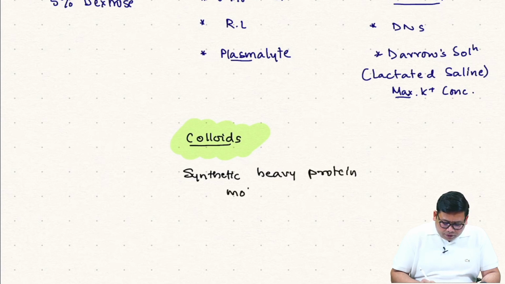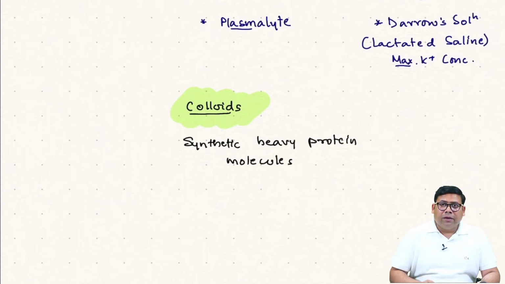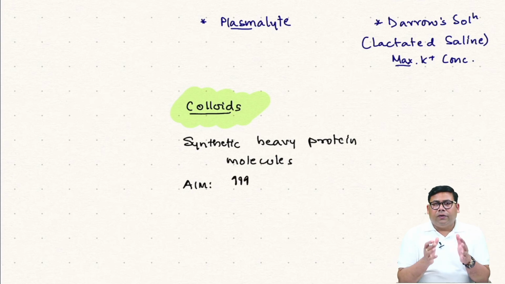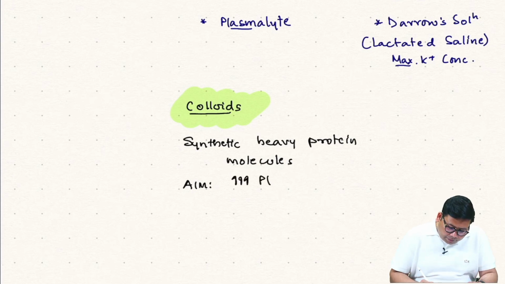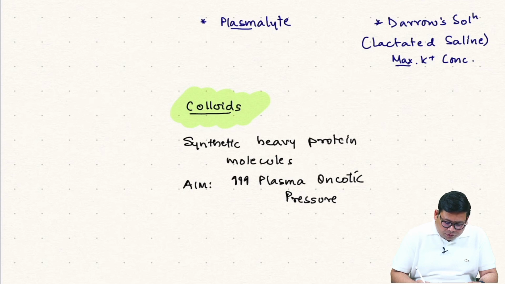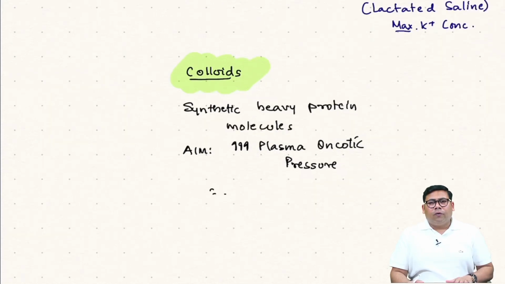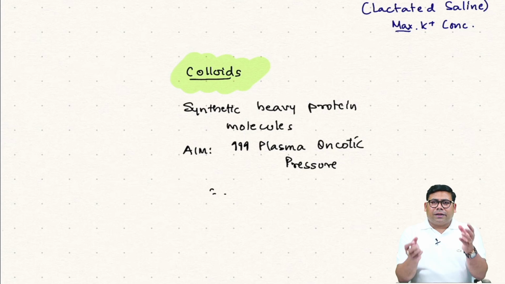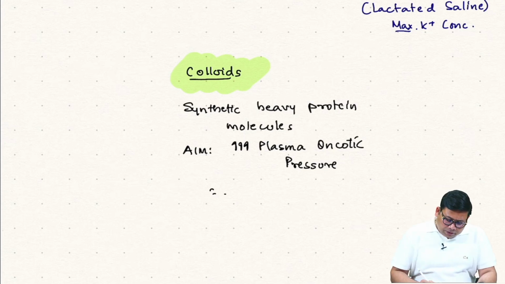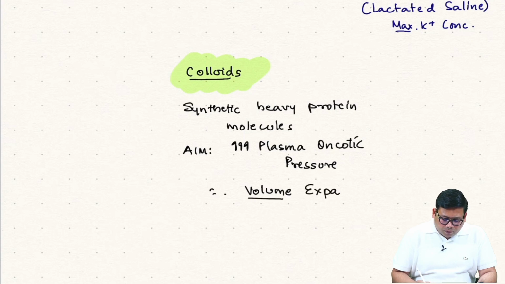And what will happen with these heavy protein molecules, students? Their aim is to increase the crowd. And how will they increase the crowd? By increasing the plasma oncotic pressure. As osmosis follows a rule that water or fluid will flow from low osmolar state to high osmolar state, it will draw water inside the vascular compartment, and thus they are going to cause volume expansion. Therefore they are also known as volume expanders.